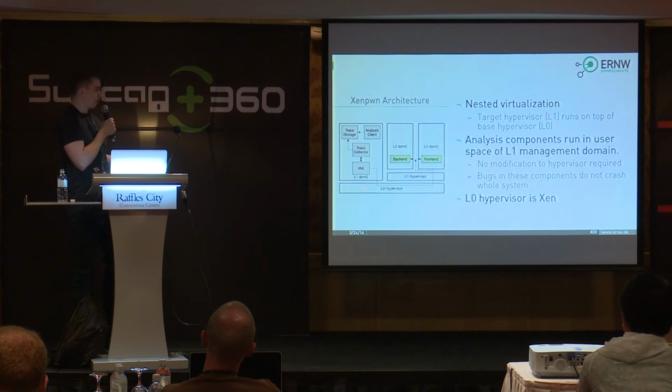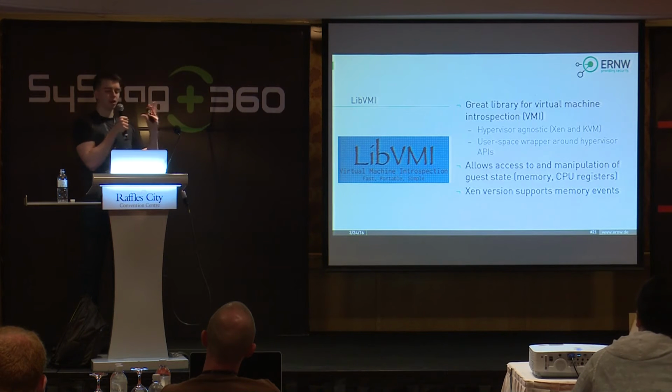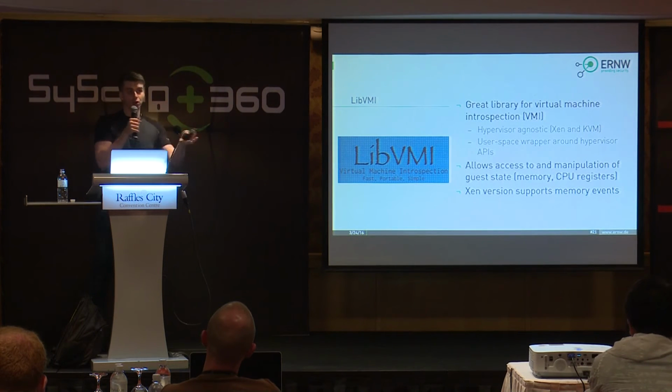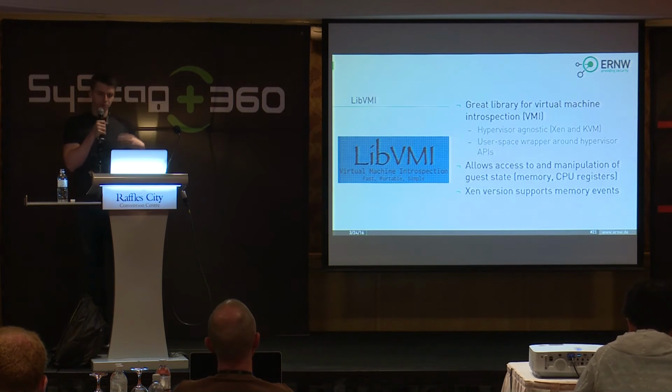As I said before, the level 0 hypervisor is Xen, and I'm communicating with Xen using a VMI framework. VMI stands for Virtual Machine Introspection, and for that I use libVMI, which is a hypervisor-agnostic library, so you can use that to talk to Xen or KVM, and it gives you a really nice C API around all these hypervisor APIs. This basically allows you to access and manipulate the state of all the guests running under this hypervisor. You can look at memory state, you can look at the CPU registers, you can even modify them if you want to.